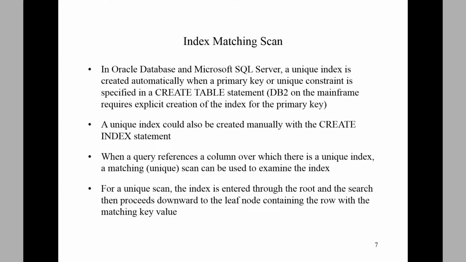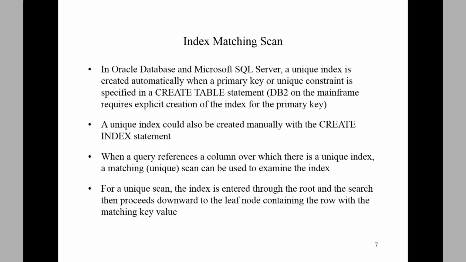Another way that the system might use an index is referred to as a matching scan. When a query references a column over which there is a unique index, a matching scan, also called a unique scan, can be used to examine that index. For a unique scan, the index is entered again through the root, and the search proceeds downward from the root through the branch nodes until we reach the leaf node containing the key value that we are searching for.